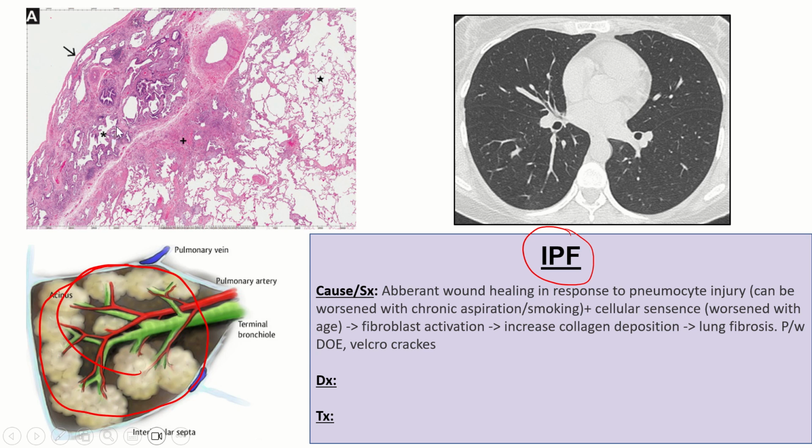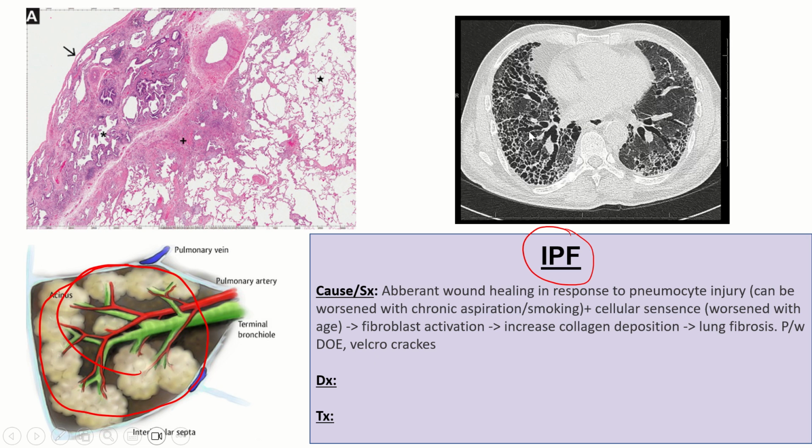So here's all this destruction here. Here's basically a relatively low-powered picture of honeycombing with more normal alveoli here. And what that looks like on CT scan, we kind of went over. Here's a pretty severe case. It's going to be more basal predominant, more on the peripheries where you're going to get honeycombing.